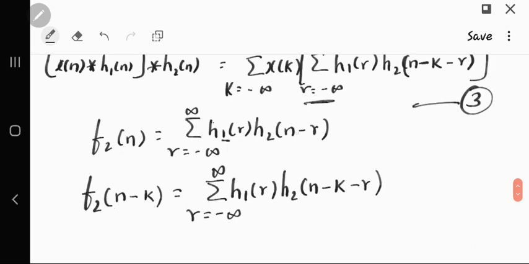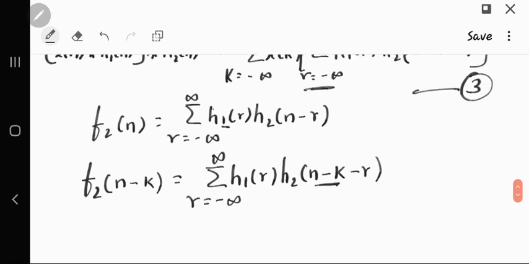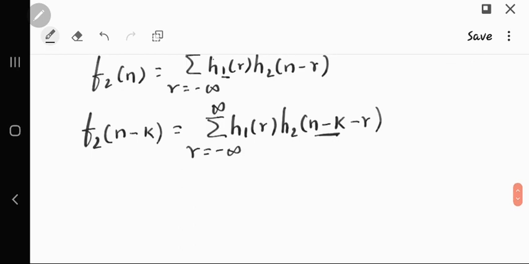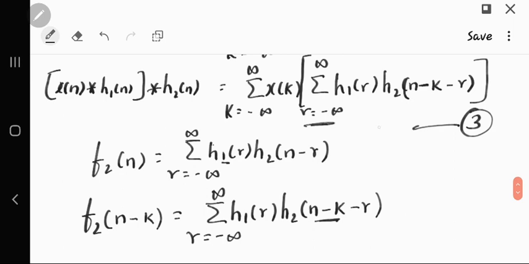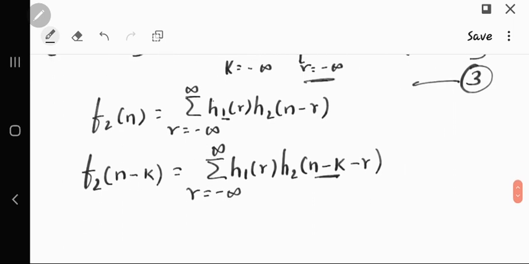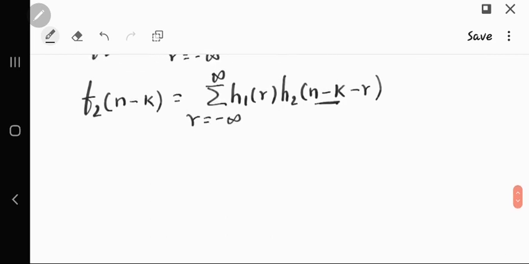If n is replaced by n minus k, this n is also replaced by n minus k, so nothing will be affected. It will be the same as the equation of convolution sum itself. So why am I doing this? Because I am going to replace this entire term in equation 3 with f2 of n minus k. So let us see what happens to equation 3.